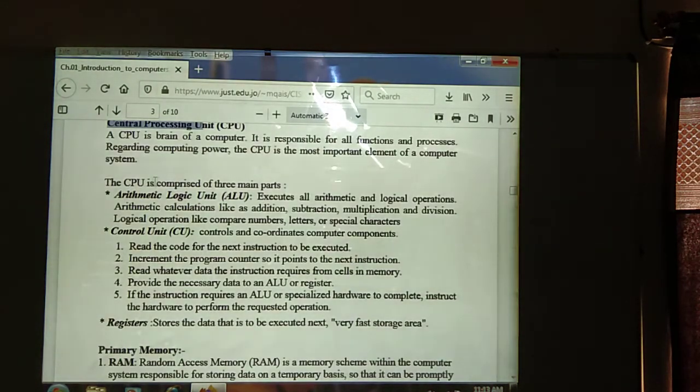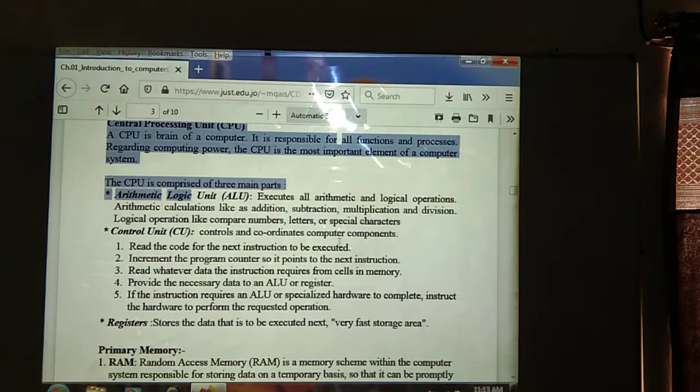Next, we can see what parts are there in the CPU. The CPU comprises mainly 3 parts. How many parts are there in the CPU? 3 parts. First one is the arithmetic logic unit. It executes all arithmetic and logical operations, meaning addition, subtraction, and also if you want to compare the data, it is operated by the arithmetic logic unit. Next, control unit.